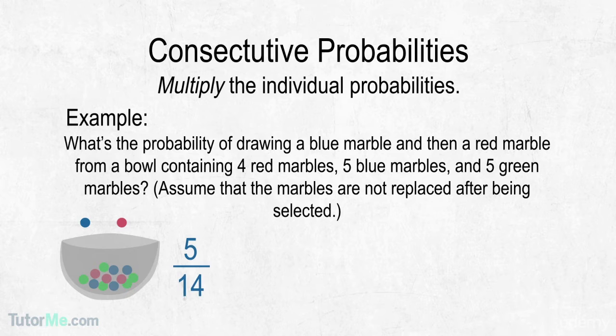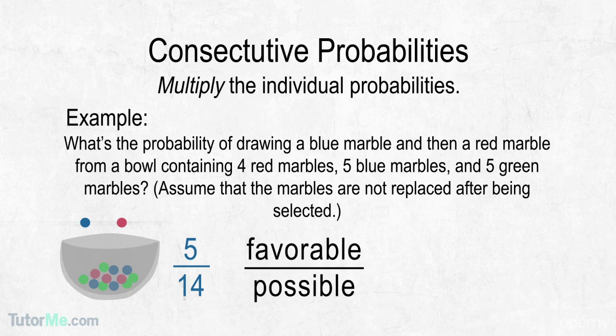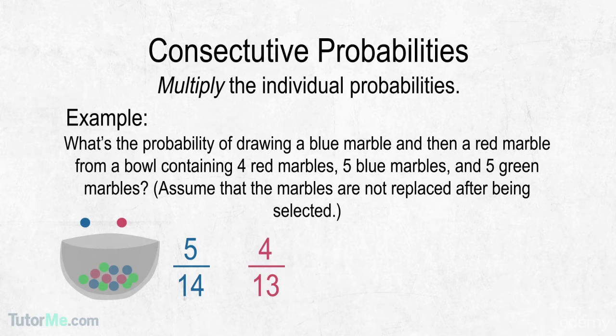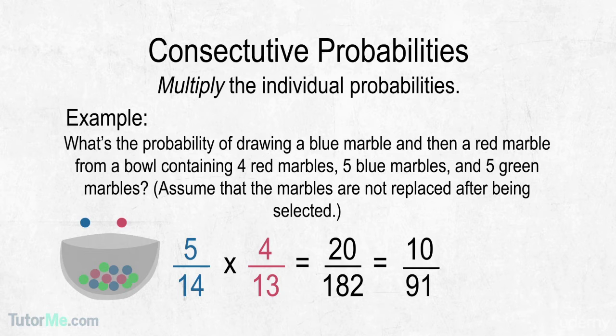There would be a 5 out of 14 likelihood of selecting blue marbles first, the favorable outcome over the possible outcomes, and a 4 to 13 likelihood of selecting a red marble second because the blue marble did not go back. Multiply these values to get 20 over 182, which simplifies to 10 over 91. And that's the probability.